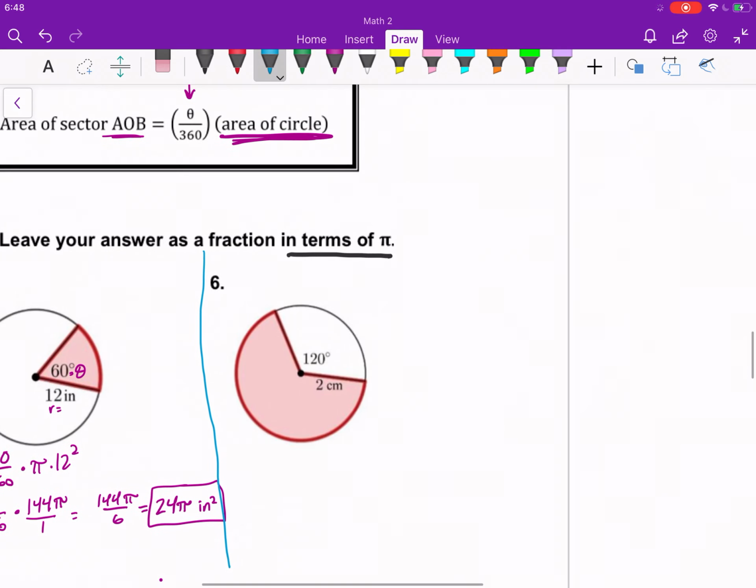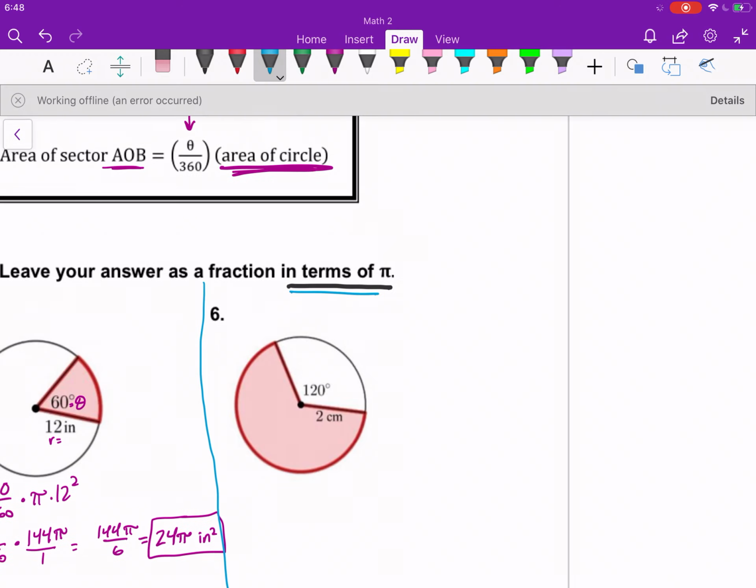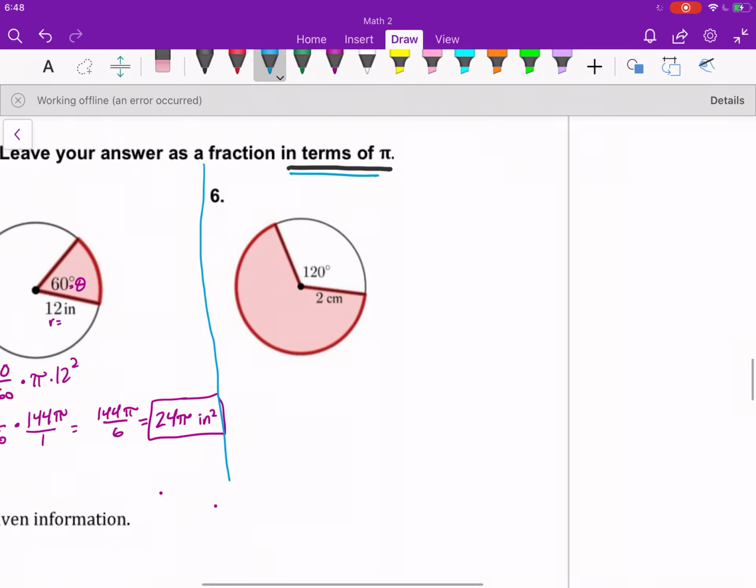Number 6. So once again, we're writing our area. We're finding the exact answer, or in terms of pi. Now this time, the sector, we don't have the arc measure that's bounded with this sector. We have the minor arc measure. We need to find the major, so we're going to do 360 minus that 120 degrees. You get 240 degrees. And then that's our theta. And then 2 centimeters is our radius.